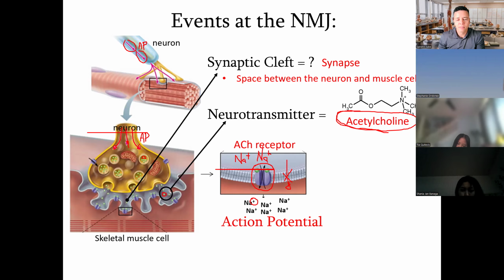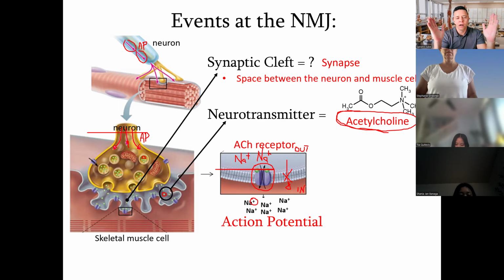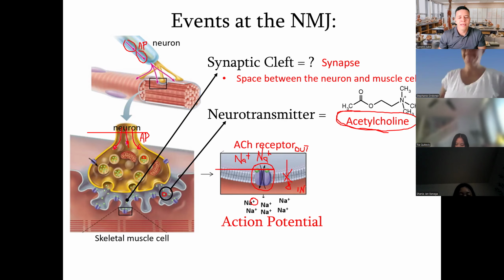Okay, so this is out of the cell. And then on the other side, this is inside of the cell. So I'm going to repeat that. When the skeletal muscle cell is relaxed, the ion channels are closed, which means that the sodium starts to accumulate outside of the cell.